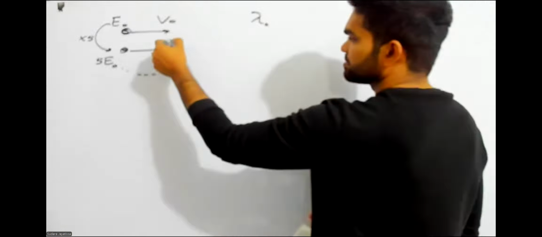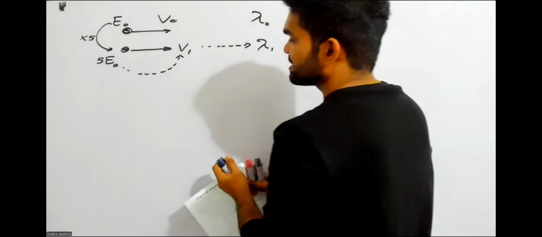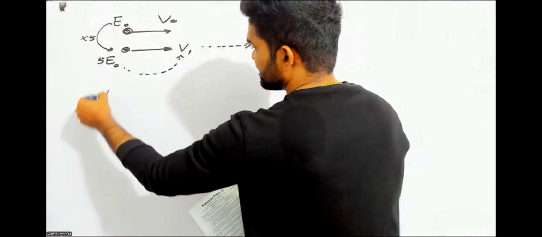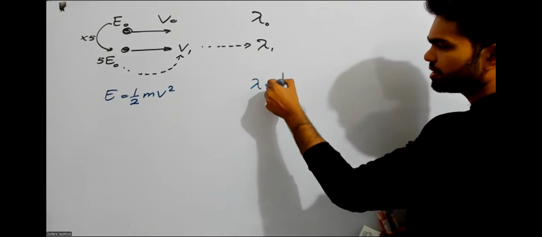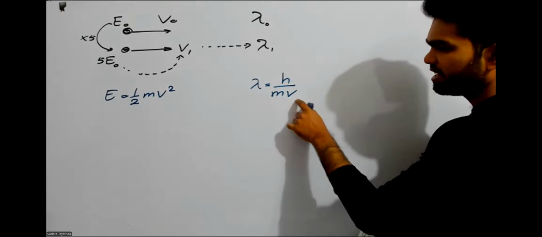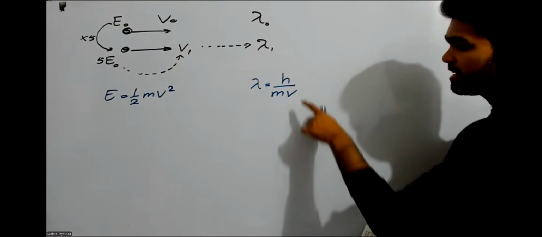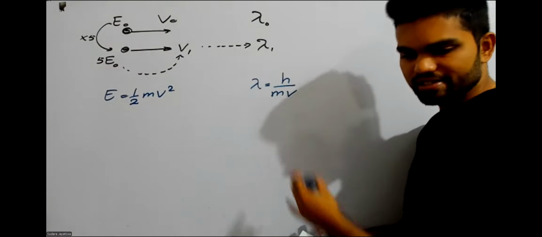The first one links kinetic energy and speed, which we already know from O levels. What is that equation? Kinetic energy is equal to half mv square. Then the other equation is for the de Broglie wavelength. De Broglie wavelength is equal to h over mv. m is mass, v is the speed, lambda is the de Broglie wavelength, and h is Planck's constant.